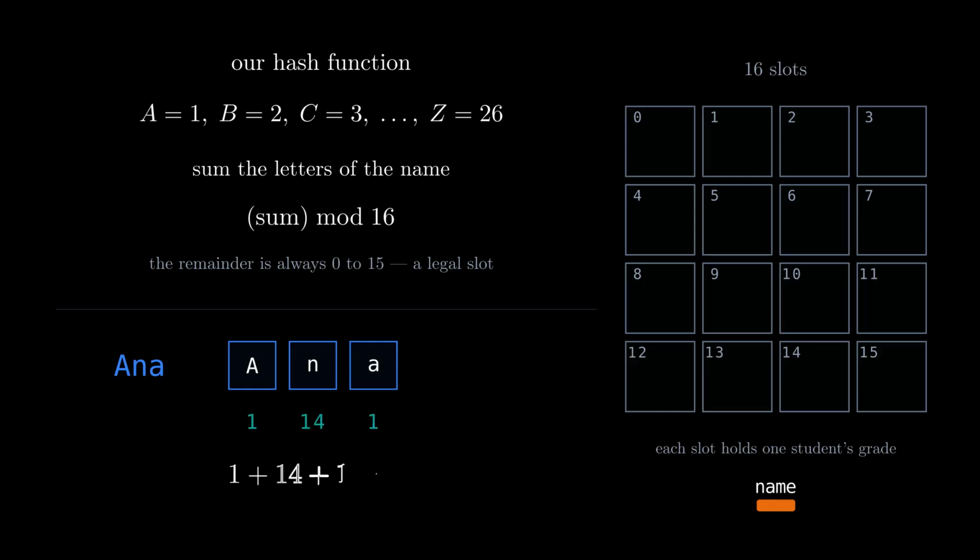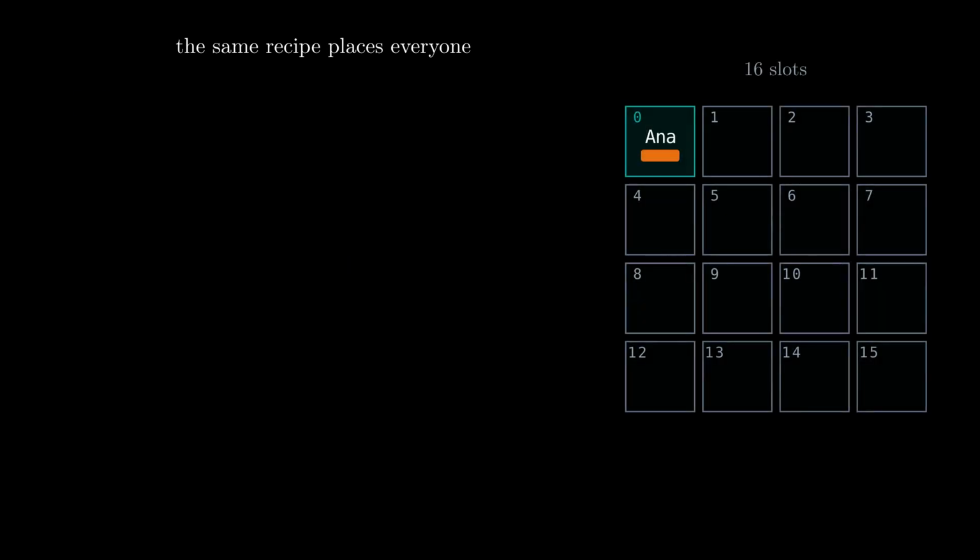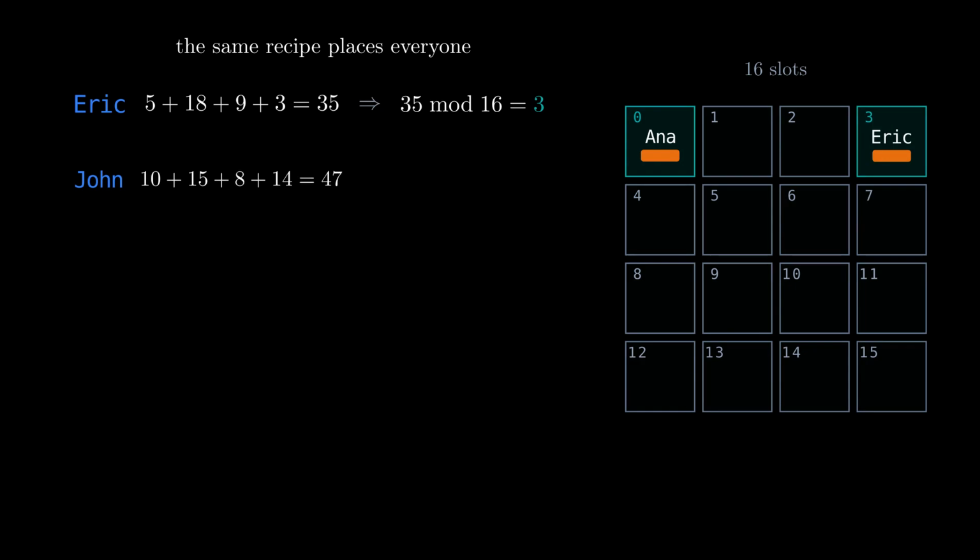Take Anna: 1 plus 14 plus 14 plus 1 is 30... Anna, 1 plus 14 plus 1 is 16, and 16 modulo 16 is 0. Anna's grade goes in slot 0. The same recipe places everyone. Eric: 5 plus 18 plus 9 plus 3 is 35, and 35 modulo 16 is 3. So Eric lands in slot 3. John: 10 plus 15 plus 8 plus 14 is 47, and 47 modulo 16 is 15. So John lands in slot 15.